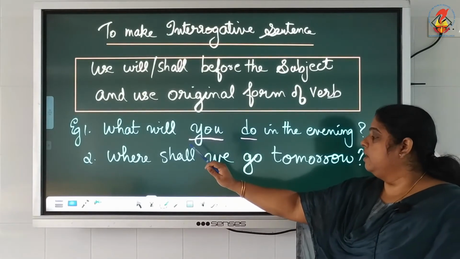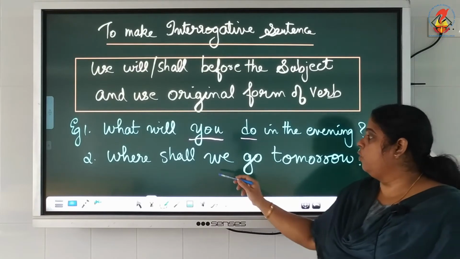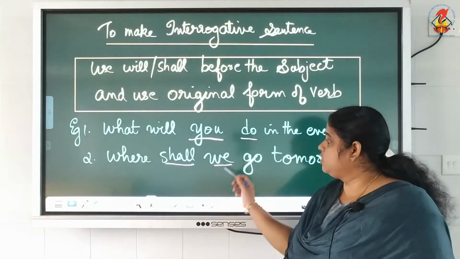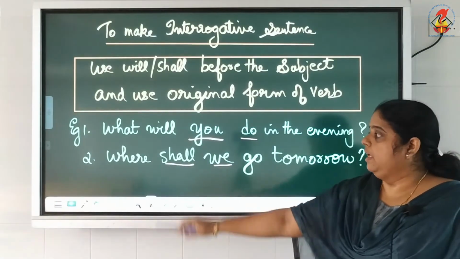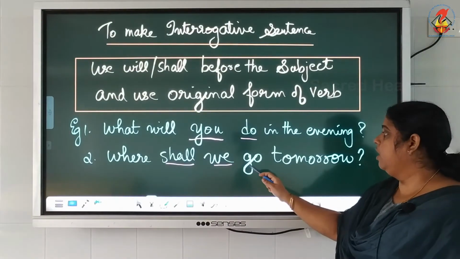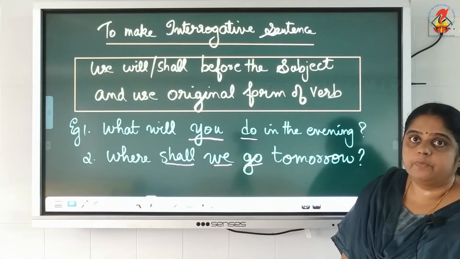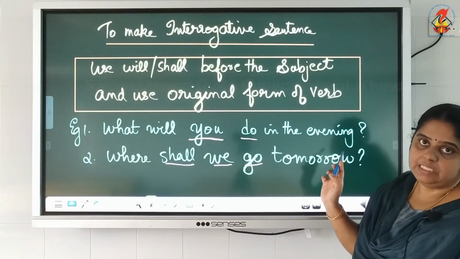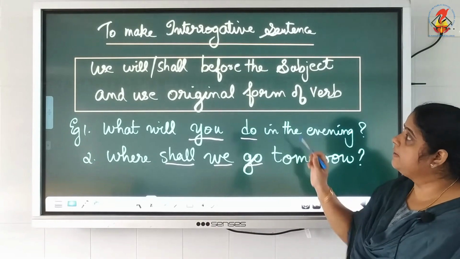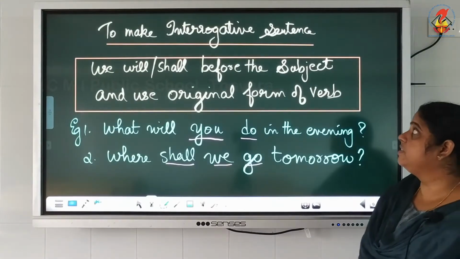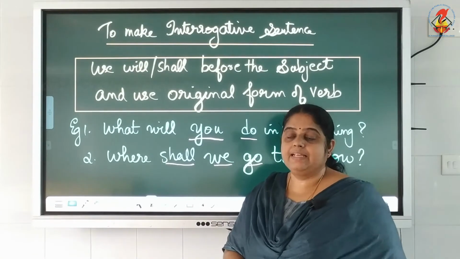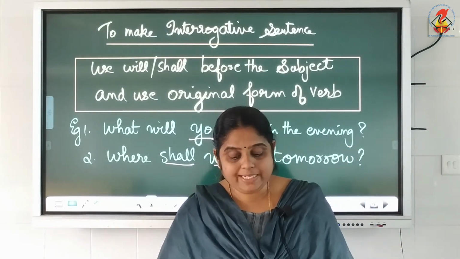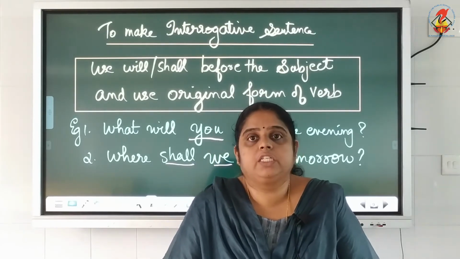The next, where shall we go tomorrow? Since the subject is we, we are using shall. Where shall we go, go is the original form of the verb. So, where shall we go tomorrow? That is the question. I hope you understood this. This is how we make interrogative sentences. Now, in the exercise given on page number 73, write questions using the question words given.